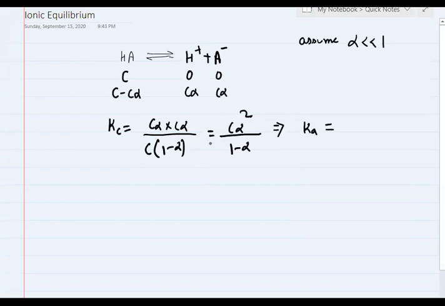Yeah, 1c is cancelled. Sneha, 1c is cancelled, right? That's why it is just 1 minus alpha. It is c squared by c. So 1 is cancelled, that's why we have 1c here. So assume that alpha is very less than 1. Can alpha be ignored in the denominator? Tell me, can alpha be ignored in the denominator?